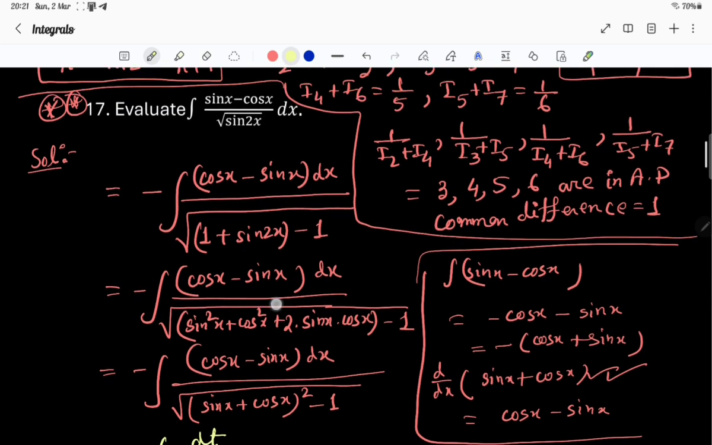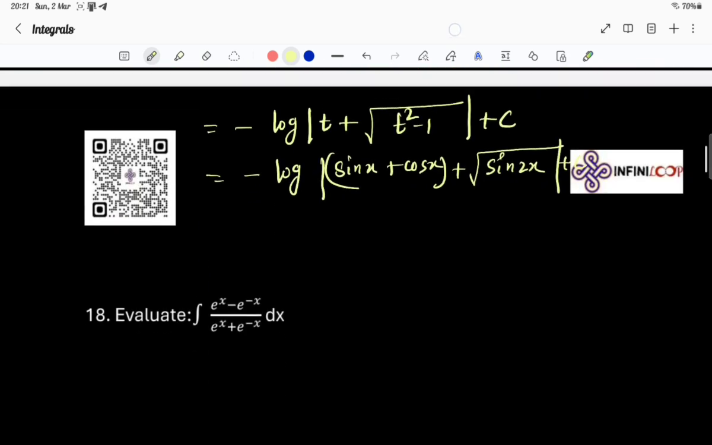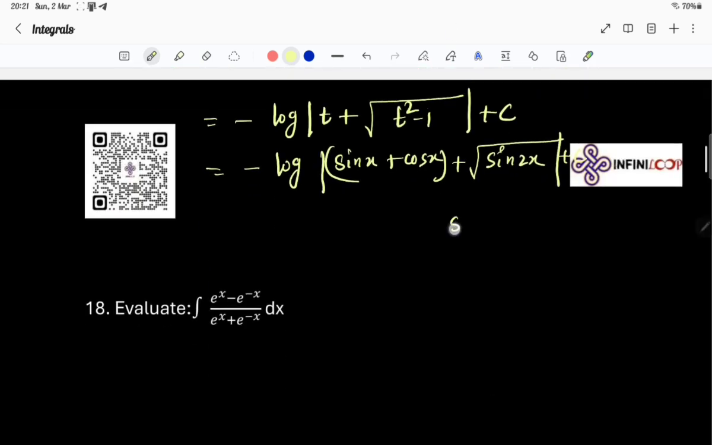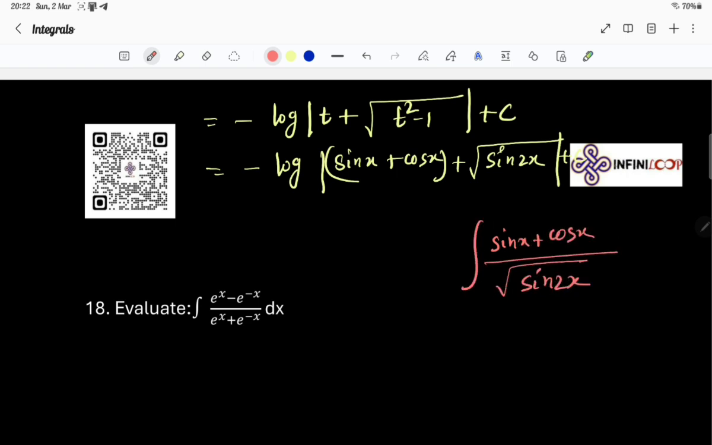So see, this question may come in the form of what I told, sin x plus cos x also, sin x plus cos x in the numerator, sin x plus cos x divided by root over sin 2x. In that case you are trying to find the denominator function, as the derivative of the denominator will come in the numerator, so you will find like this only. Okay, so integration of sin x plus cos x. What is integration of sin x plus cos x? Minus cos x plus sin x.